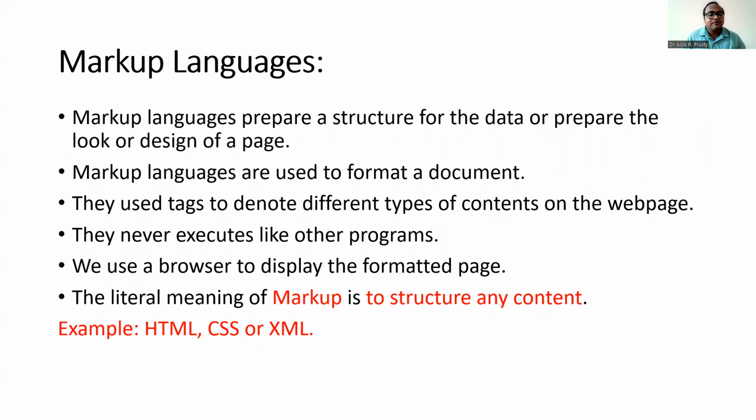The literal meaning of markup is to structure any content. Whenever we are arranging the content in a page, the term we use is markup. Some examples of markup languages are HTML, CSS, XML. XML is called Extensible Markup Language. CSS stands for Cascading Style Sheets. We can use these types of markup languages to format web pages, and to run these we need a web browser.